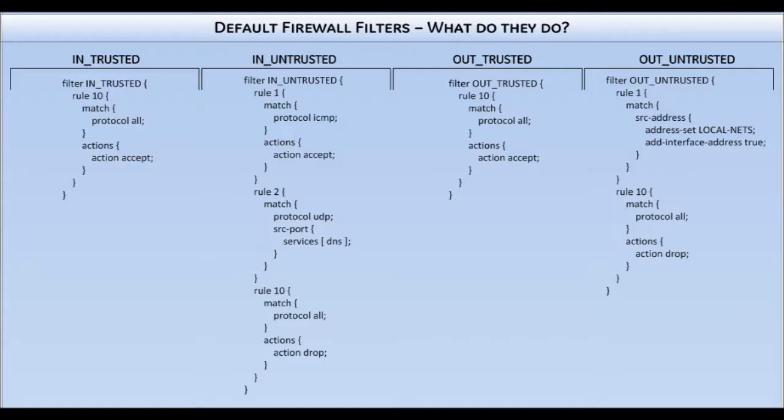One input and output filter is used for trusted interfaces, primarily when connected with local networks, and one input and output filter is used for untrusted interfaces, such as the cellular interface connected to the public domain.